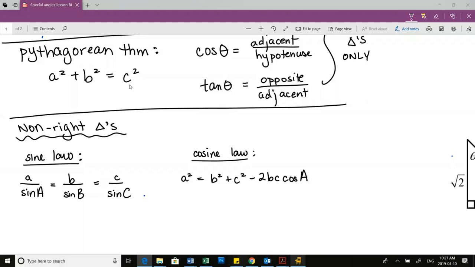Okay, so it's important for us to remember that we only use Pythagorean theorem ever in right-angled triangles. We can't use Pythagorean theorem in non-right-angled triangles. We can use the laws, and that's pretty much it. Okay?